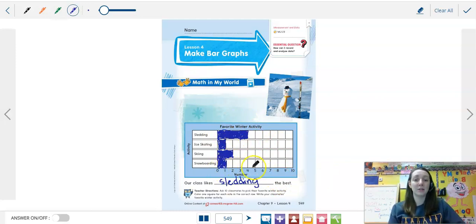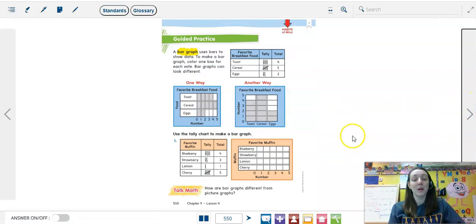And you can see that in this case, each box is worth 1. Sometimes you'll see a bar graph where each box might be worth 2. So if it only had 1 vote, I would only color in half of the box. Okay, so a bar graph uses bars to show data. To make a bar graph, color 1 box for each vote.